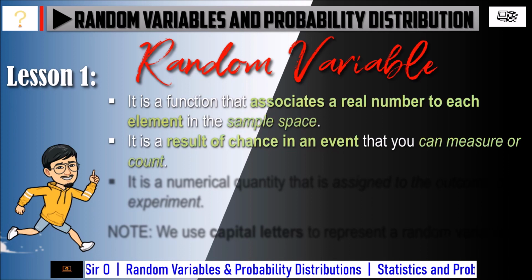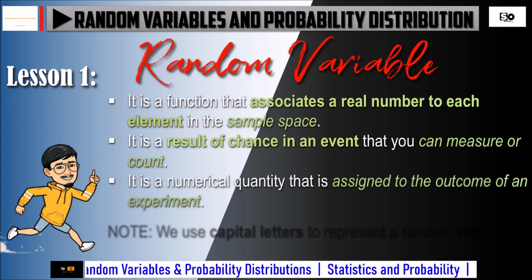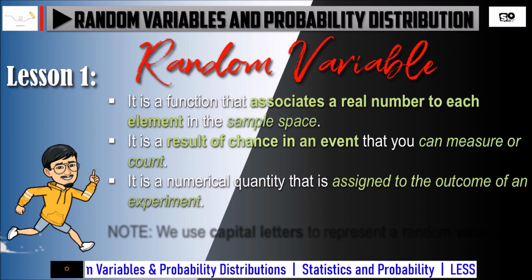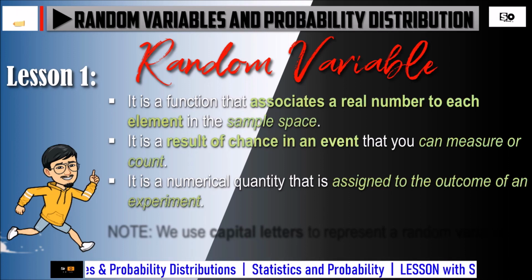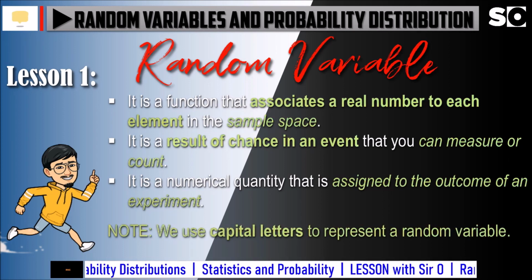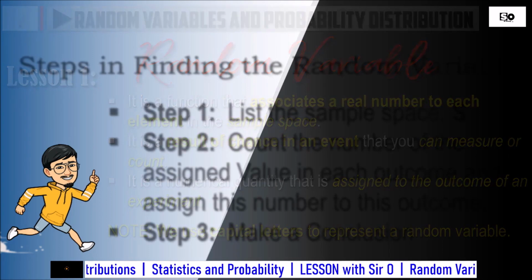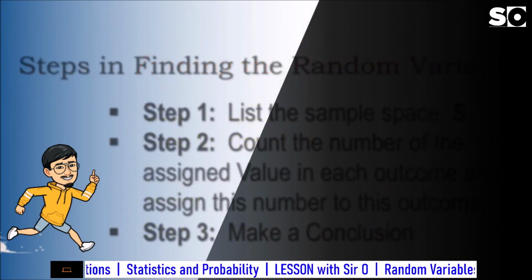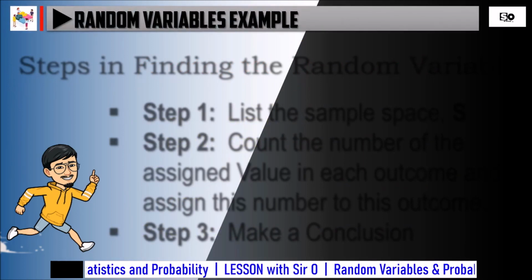It is a result of chance in an event that you can measure or count. It is a numerical quantity that is assigned to the outcome of an experiment. Please be noted that we will use capital letters to represent a random variable. For us to understand better the concept of random variable, take a look at these examples.